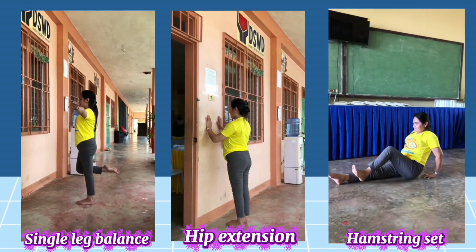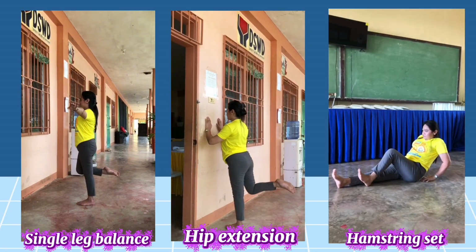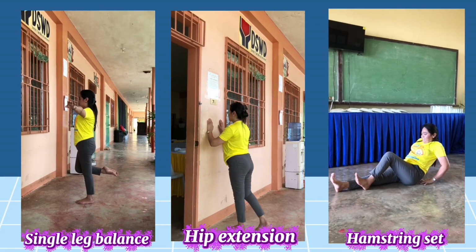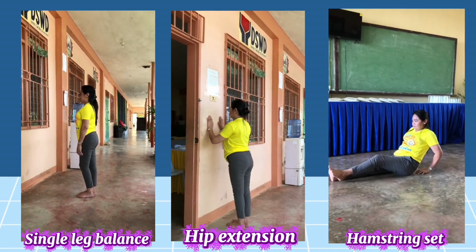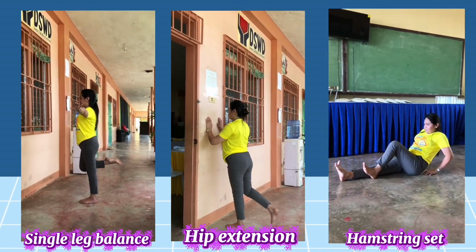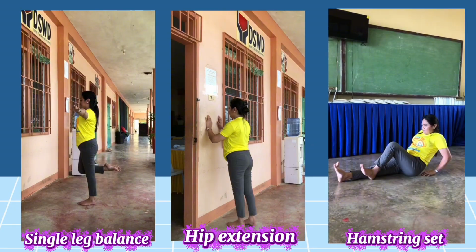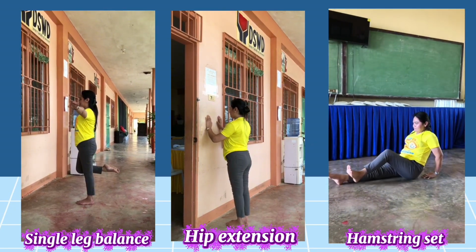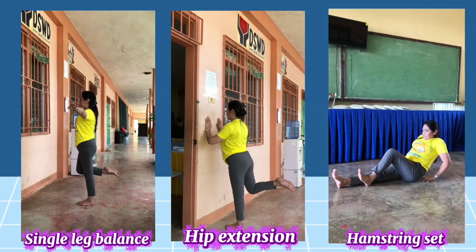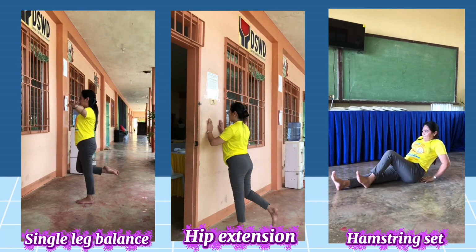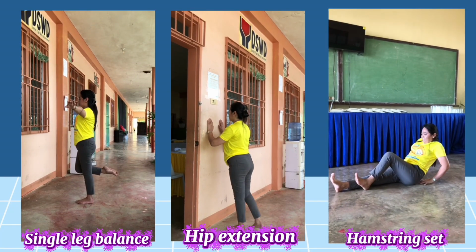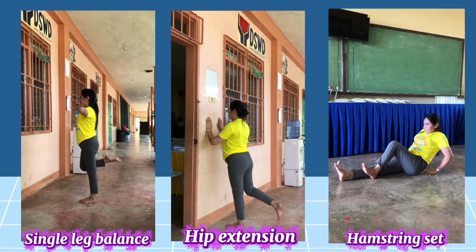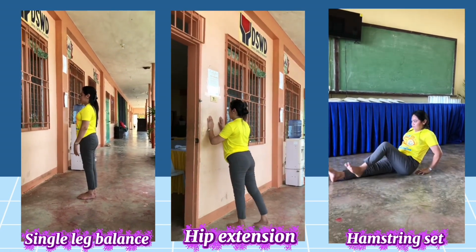Hip extension, standing. First, stand facing a wall with your hands on the wall at about chest level. Second, keeping the knee of your affected leg straight, kick that leg straight back behind you. Slowly lower your leg back to the starting position and then repeat it 8 to 12 times. It's a good idea to repeat the steps with your other leg.